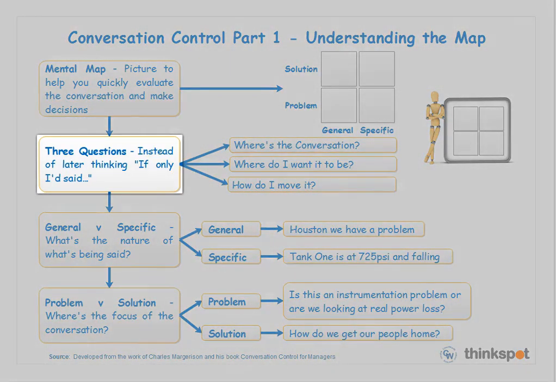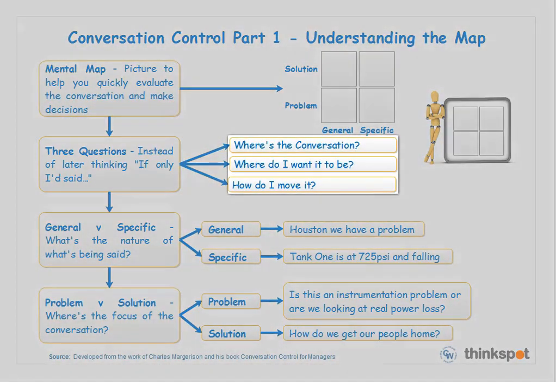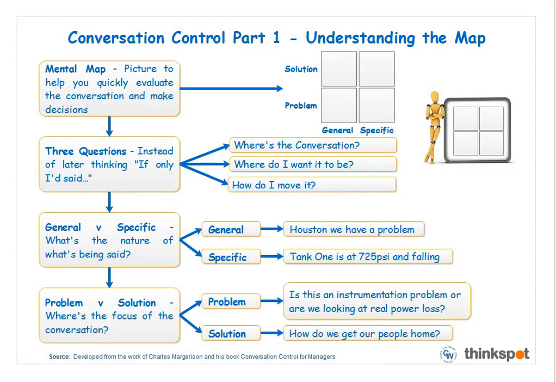So, 3 questions are of paramount importance to the skilled conversation controller. Where's the conversation? Where do I want it to be? How do I move it? To help you picture the answer to the first 2 questions, the map is based on 2 simple axes. There is a third dimension of time, but today we're focusing on the foundations.